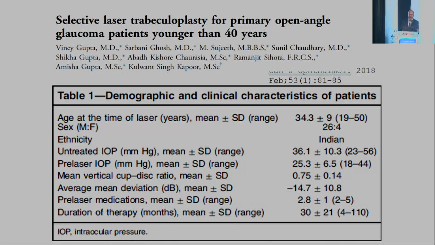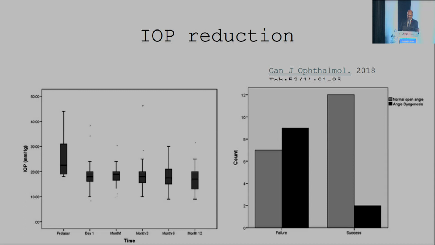Similarly, the juvenile glaucoma population treated with SLT from the AIIMS group had a quite high mean untreated baseline IOP of 36 millimeters, and the pre-laser IOP was 25 millimeters of mercury. After the laser treatment, the intraocular pressure fluctuated in the range of 10 to 22 millimeters of mercury. Patients with a normal open angle had a better response compared to patients with angle dysgenesis.